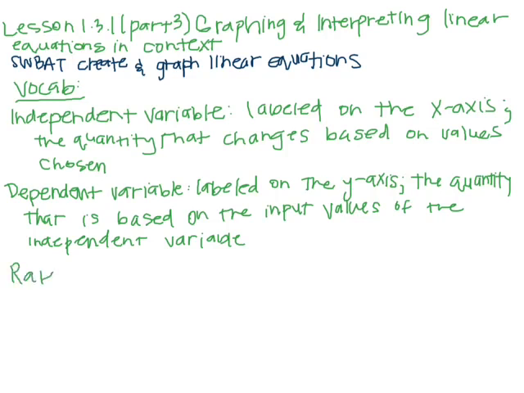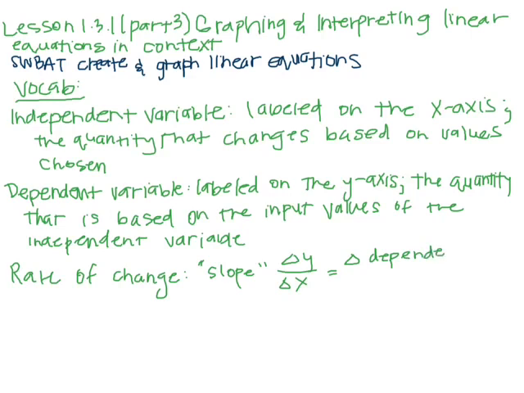Our final term that we're going to look at is rate of change. And rate of change is something that you should be familiar with by now. Rate of change is basically your slope. We call it rate of change when we're talking about something in context. So it's the change of y, or change of your dependent variable, divided by the change of x, or change of the independent.